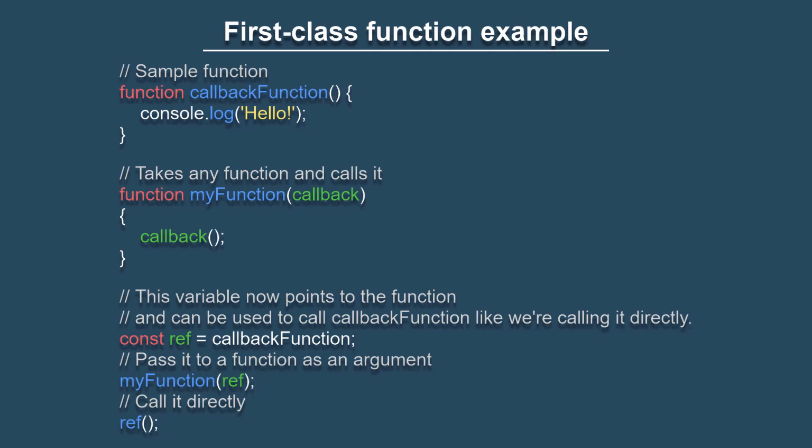In this JavaScript example, I can create a function named callback function, store a reference to it as a variable, and then pass that variable around, such as into my function where I can internally call it, or I can just add parentheses after the variable on a new line and call the function that way. With first-class functions, you can treat a function just like it's any other object.